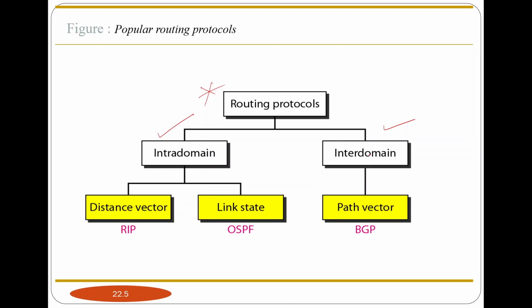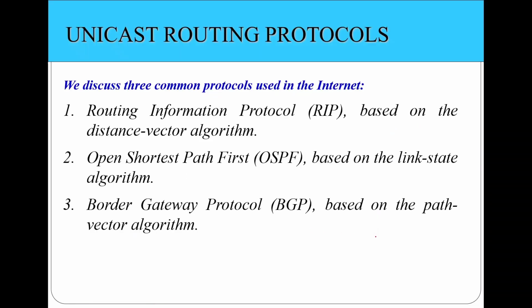The other one is inter-domain. If you connect a number of intra-domain networks, it becomes an inter-domain kind of routing. This uses a protocol called the path vector protocol. These are very important. The first two are the intra-domain protocols. The last one, path vector, is the inter-domain. We'll see the abbreviations RIP, OSPF and BGP in the next slide.